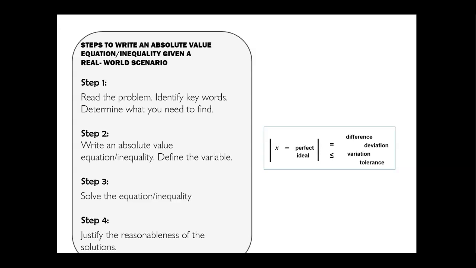Step 2, write the absolute value equation or inequality. Look right here, this is on your page. This is how you're going to write it. You always put absolute value x minus, and then one of the numbers they give you is going to be the perfect ideal, like right on the money. It's going to be either equals or less than, and then whatever the difference, deviation, variation, tolerance, etc. is. So, step 3, once you have that written, you're going to solve it and answer the questions.